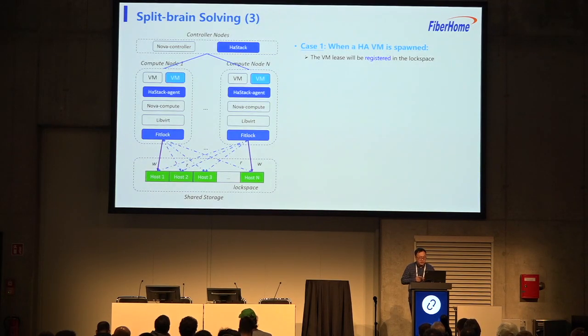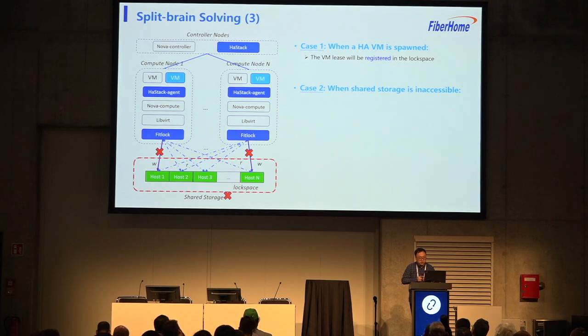And next, let's see the performance of FitLock in some specific scenarios. Case one is the simplest. When an HA VM is spawned, the VM will be registered in the lock space.